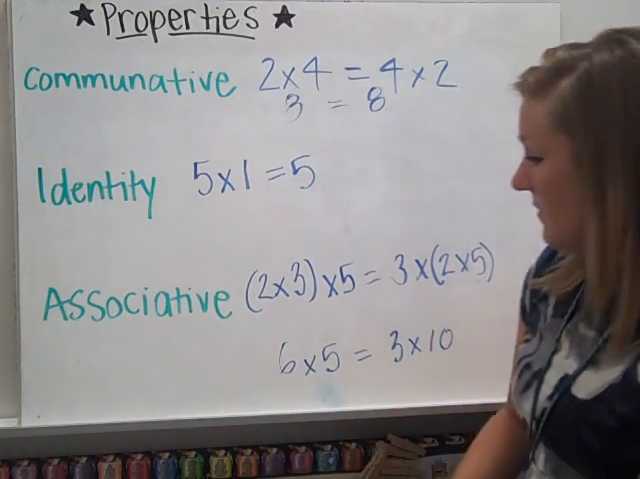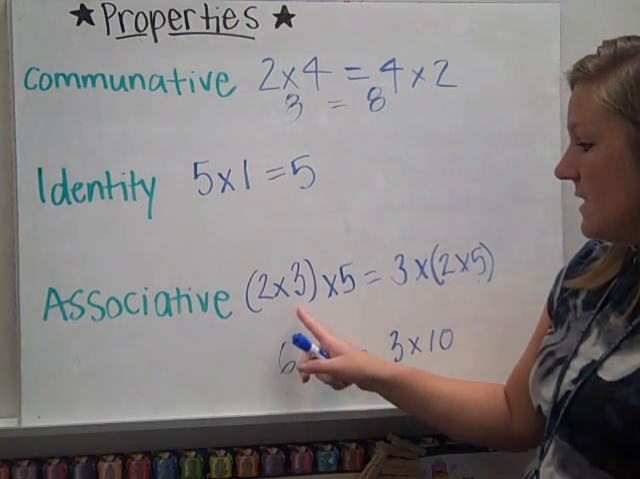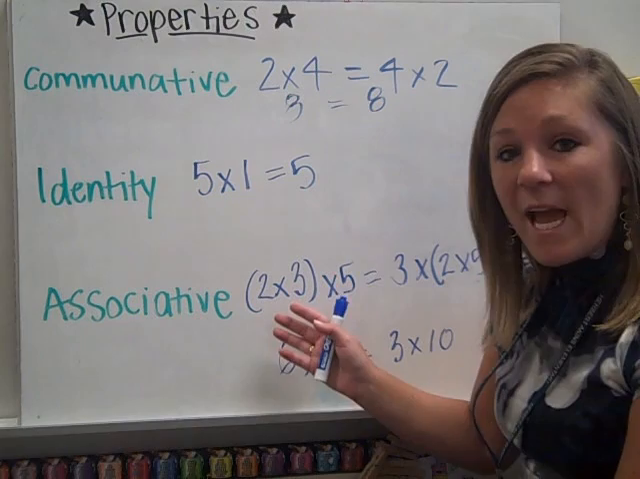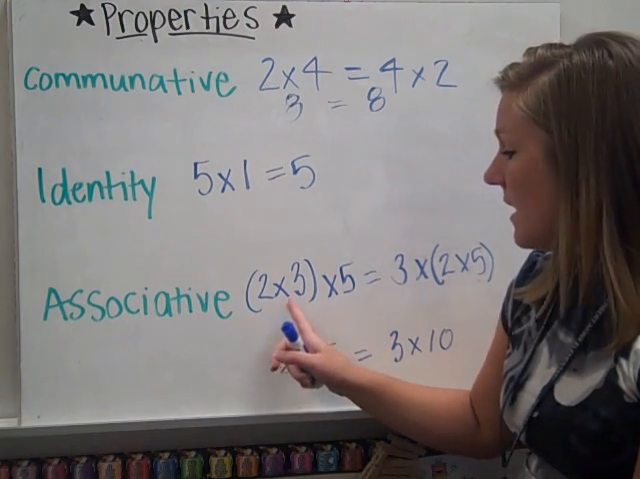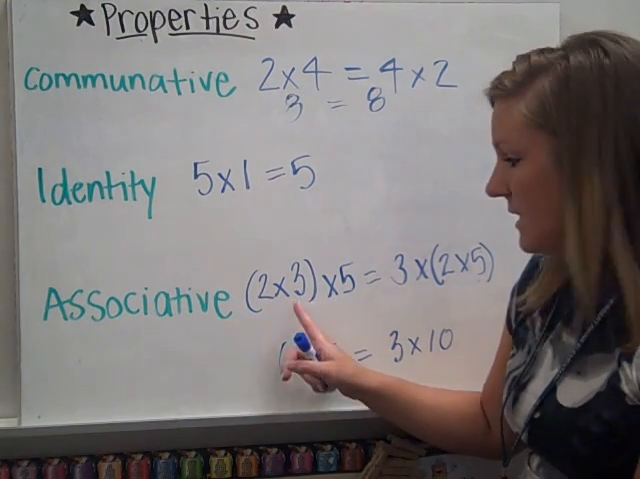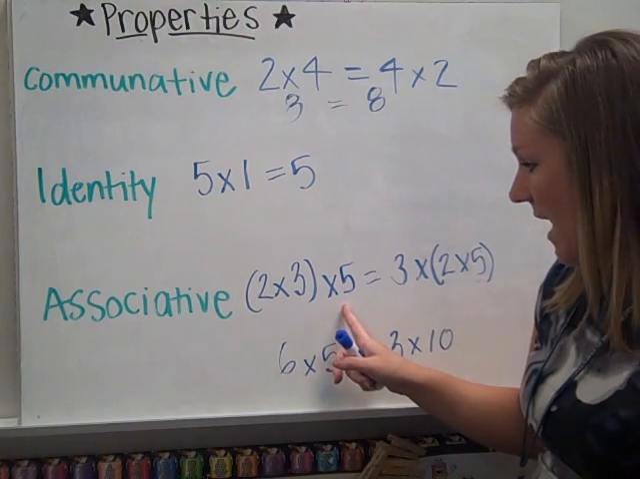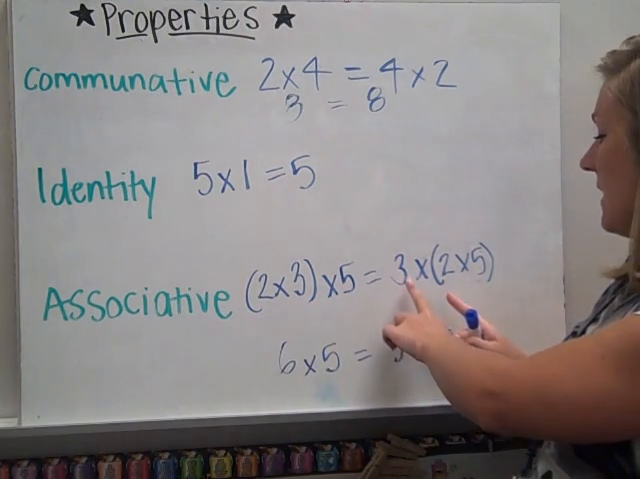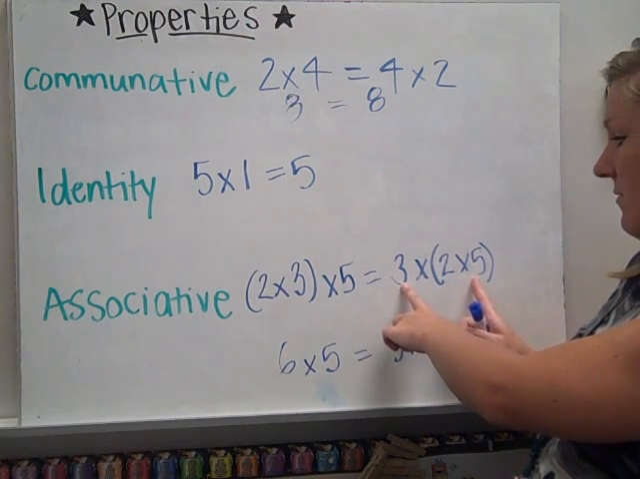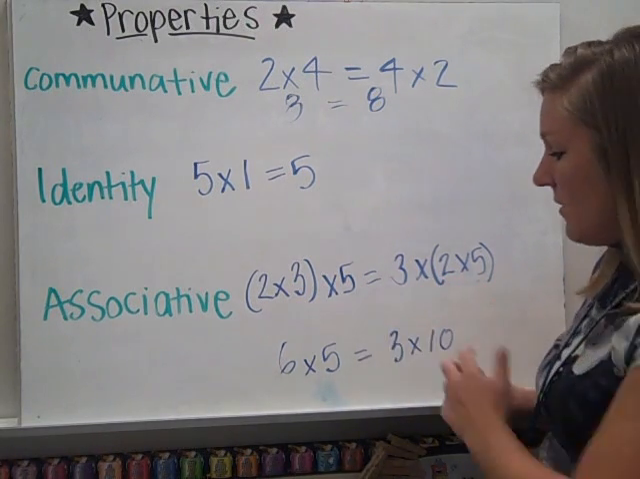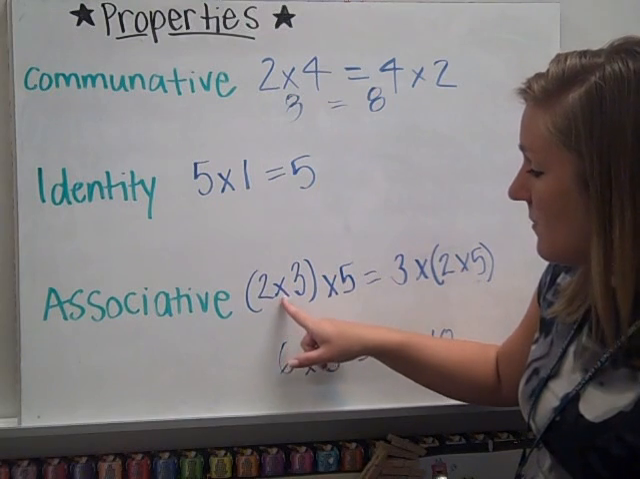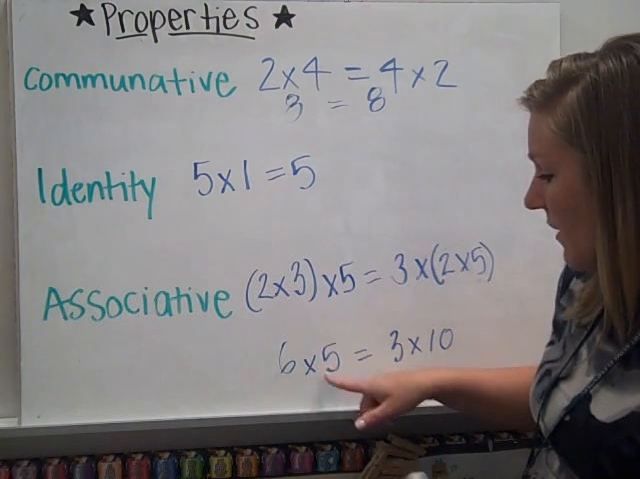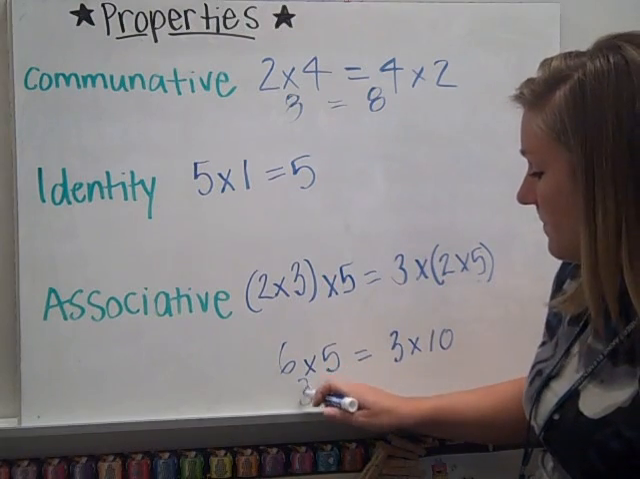The associative is the other one, and what this says is that it doesn't matter the order of the 3 numbers as long as they're the same 3 numbers, as long as I use parentheses. So notice I said 2 times 3 times 5, putting parentheses around these numbers, is the same thing as 3 times 2 times 5, using the parentheses, and here is why. 2 times 3 is 6. Bring down the 5. 6 times 5 is 30.